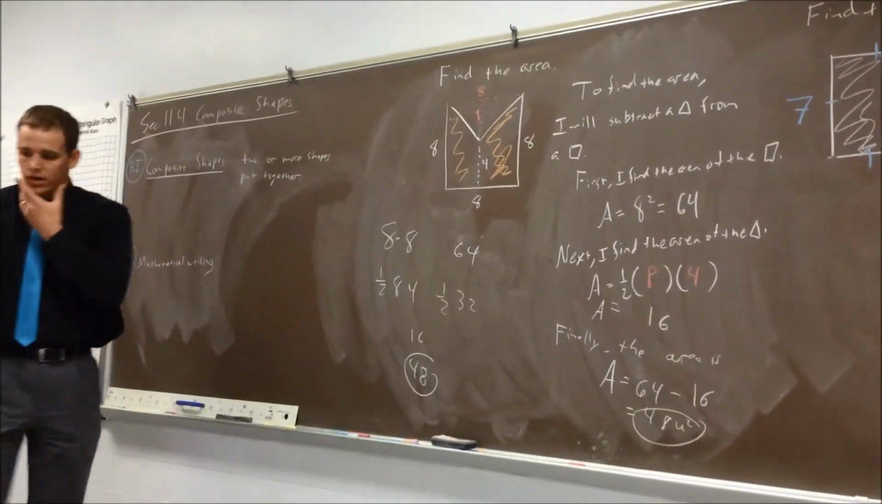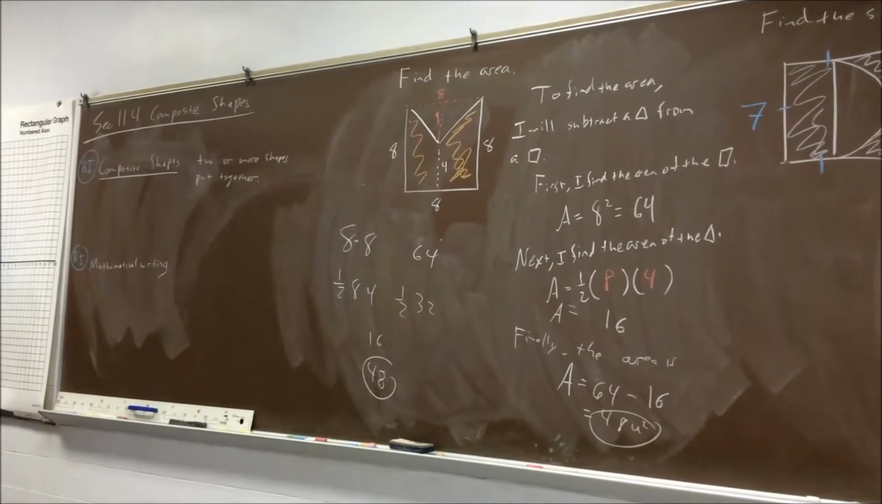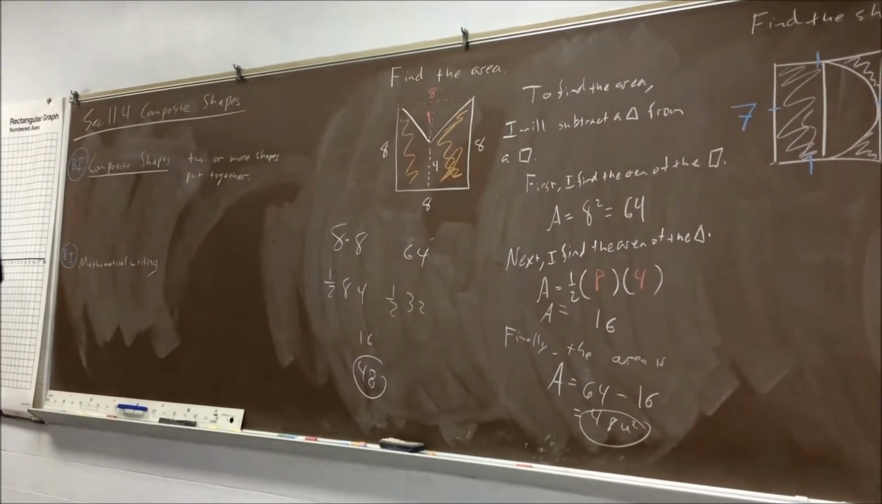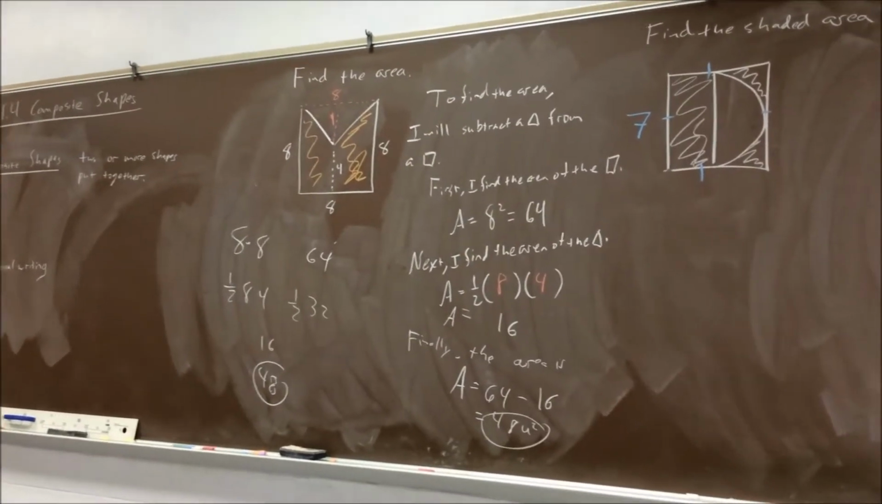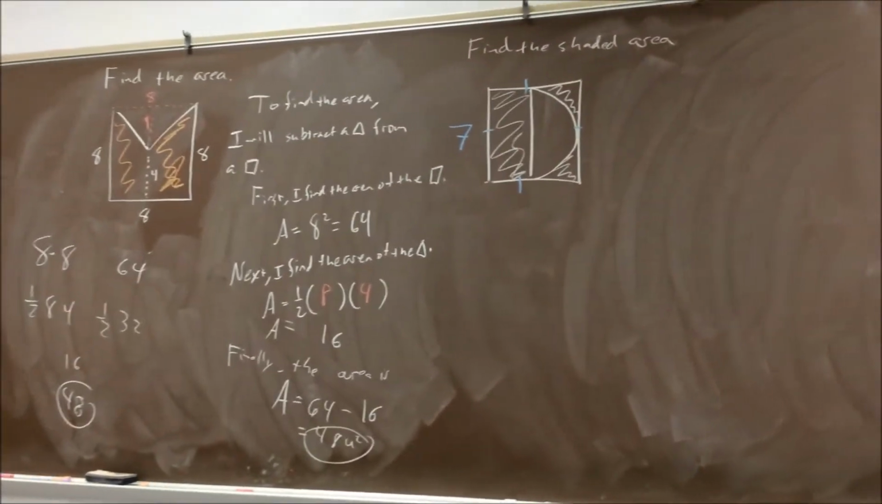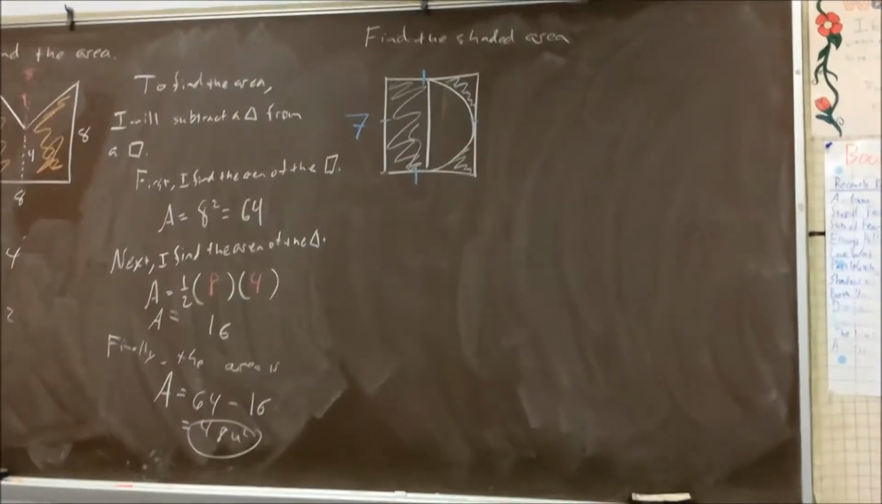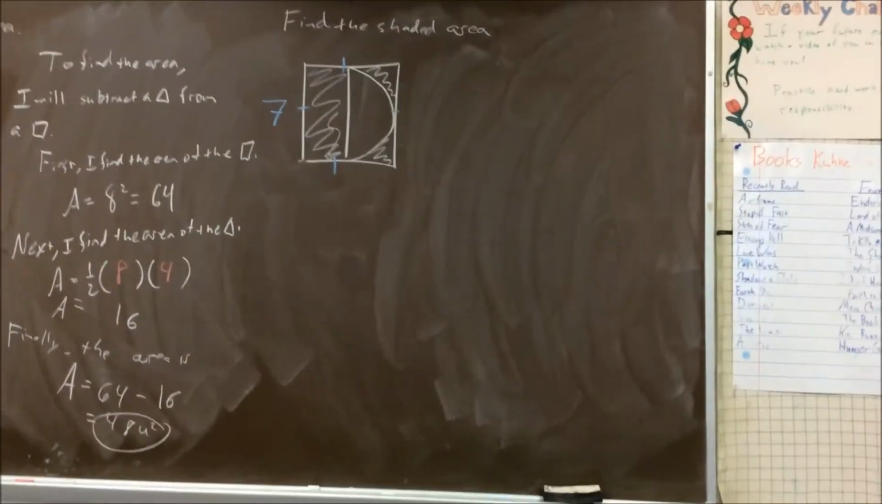All right. So finish that, copy that if you need to. As you finish copying, start looking towards the second one. What two shapes do you see there? As you're doing that, raise your hand if you didn't pick up the worksheet.